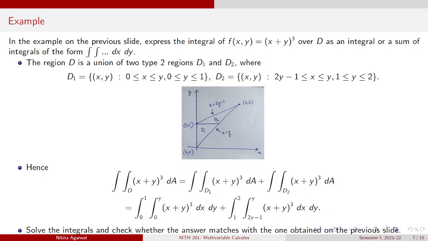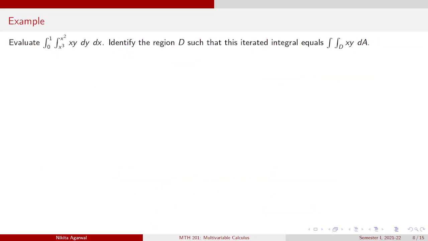Okay. So even though this region D was not a type 2 region, we were able to break D into two regions, both of type 2, and still apply Fubini's theorem. Okay. Now let us look at another example. So evaluate this integral.